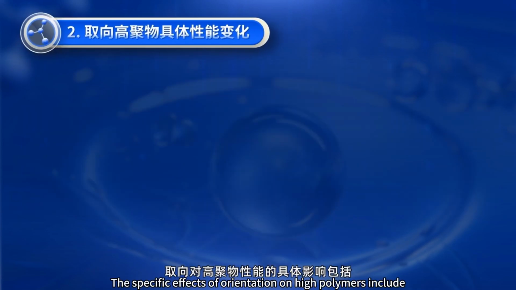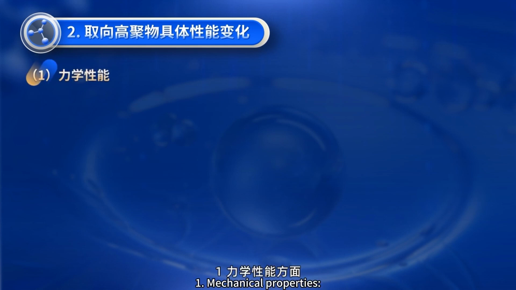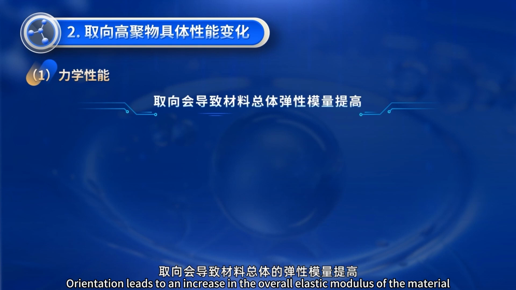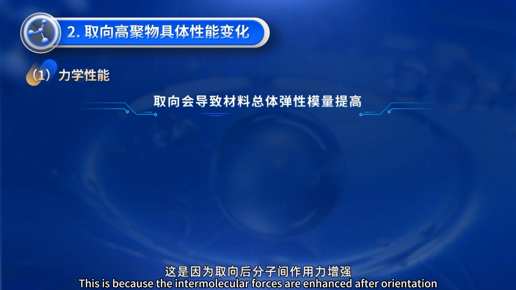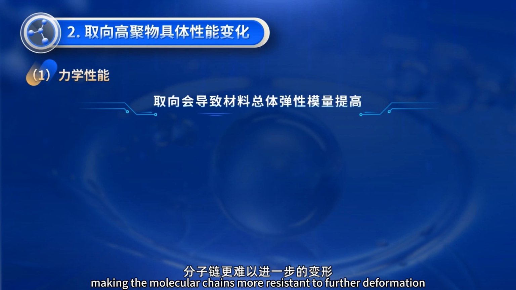The specific effects of orientation on high polymers include, but are not limited to, the following aspects. First, mechanical properties. Orientation leads to an increase in the overall elastic modulus of the material. This is because the intermolecular forces are enhanced after orientation, making the molecular chains more resistant to further deformation.